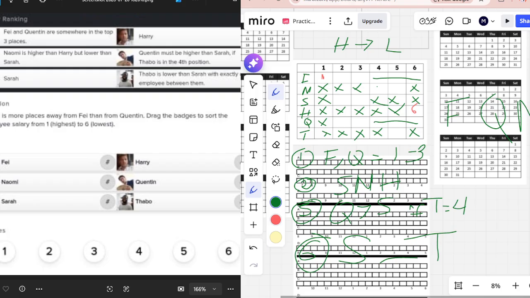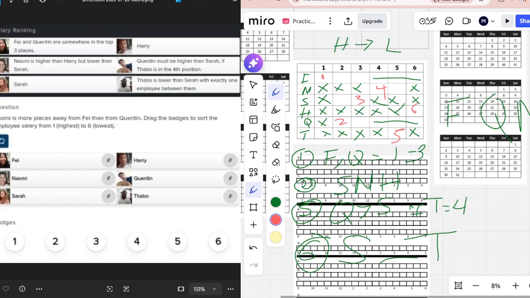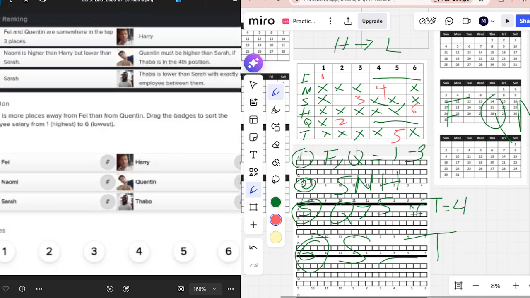That means Tambo is number 5. And remember, they told us Sarah and Tambo have 1 in between. So that means Sarah is number 3, Quintin is number 2, and finally, Naomi is number 4. We have solved the question. So that brings us to the end of the question, and then we'll continue.